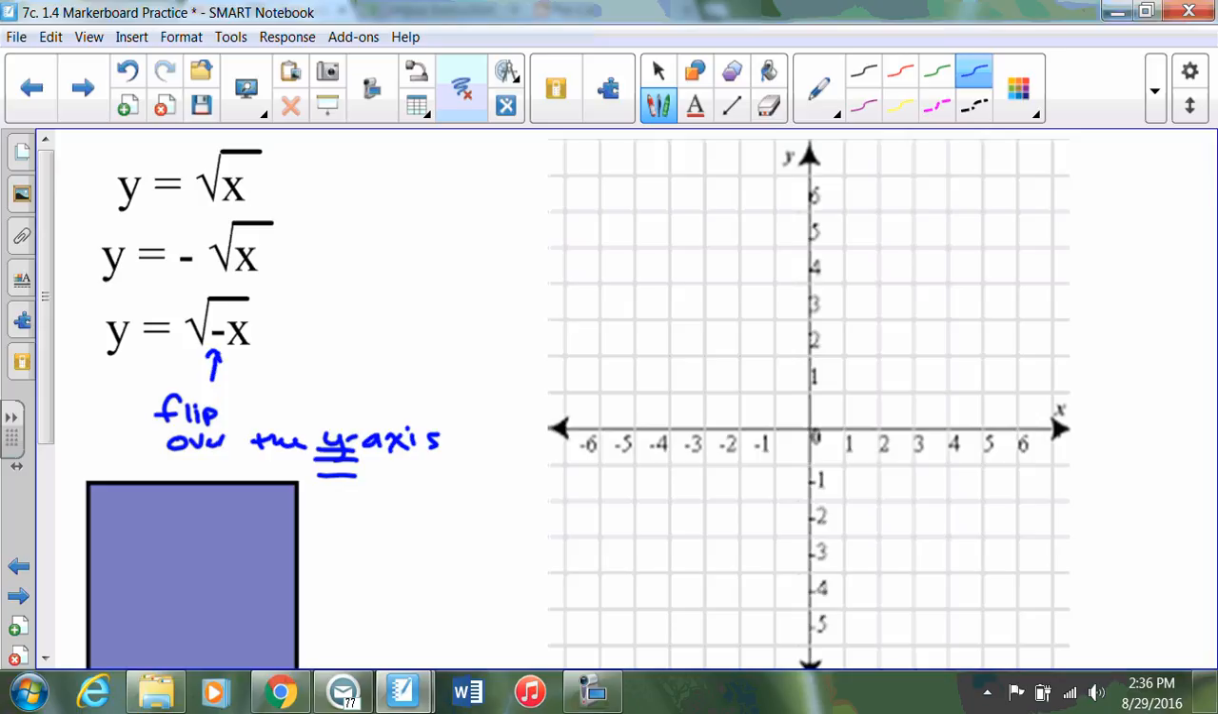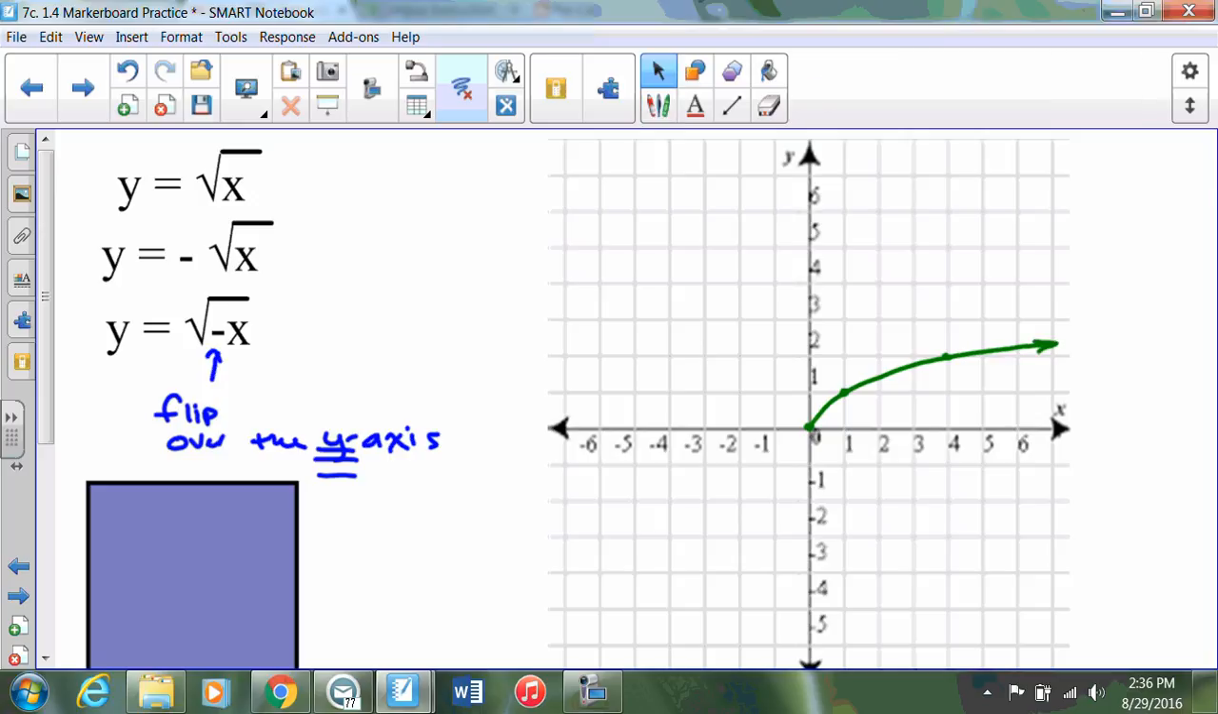Oh my goodness, my original square root went away, didn't it? All right, let's see. That'd be 0, 0, 1, 1, and 4, 2. So here's my parent function for a square root. And so if the negative is next to the x, we're going to flip over the y-axis, and we'll look something like this.